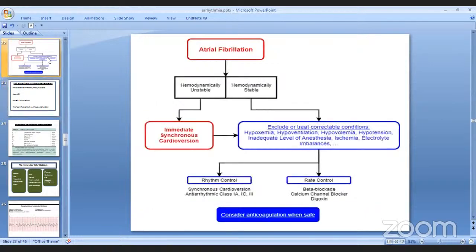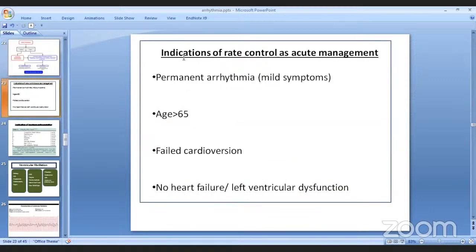Obviously, why would we want to give any patient shock, right? If we can just control his symptoms by just giving drugs, like beta blockers, calcium channel blockers, then why would we give shock?